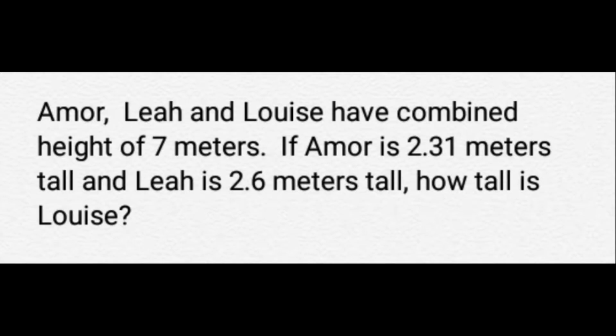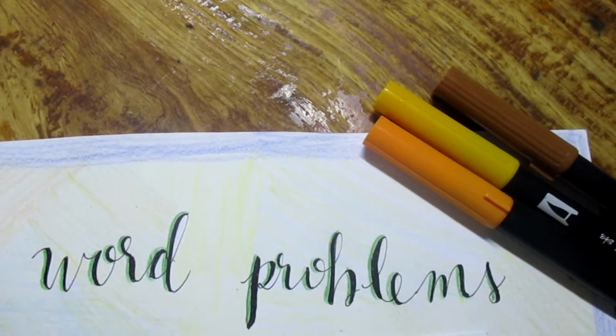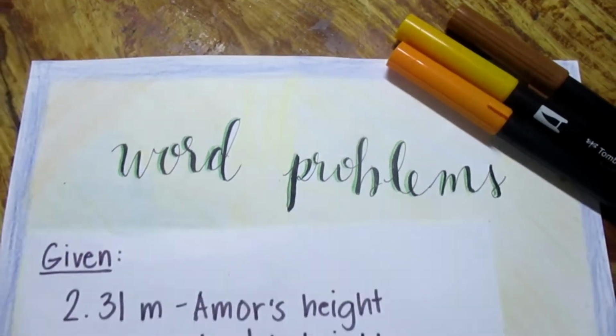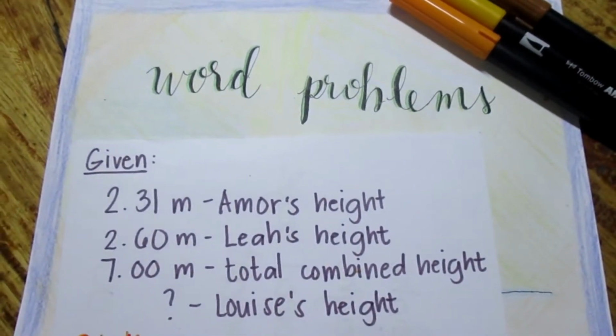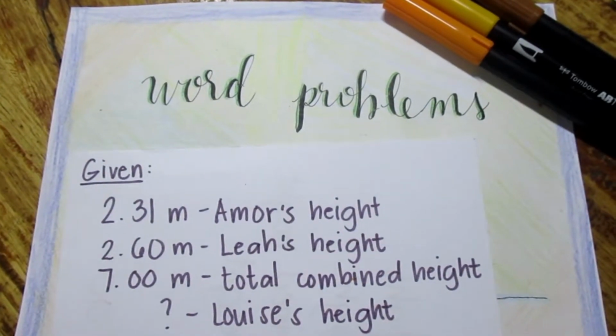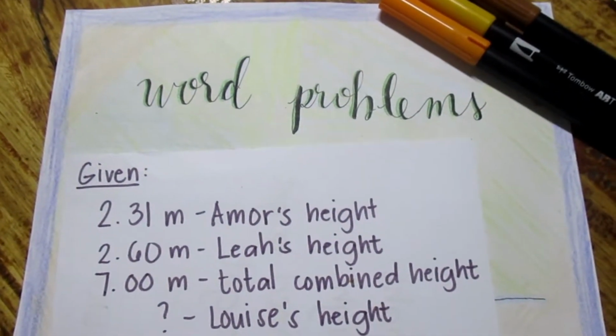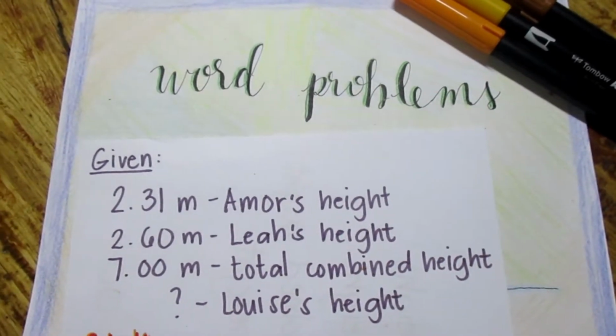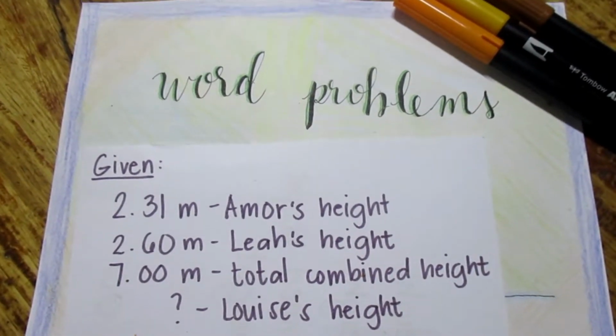Amor, Leia, and Lois have a combined height of 7 meters. If Amor is 2.31 meters tall and Leia is 2.6 meters tall, how tall is Lois? In order to find Lois' height, first, identify the givens. So the givens are 2.31 meters for Amor's height, 2.60 meters for Leia's height, and 7 meters total combined height.